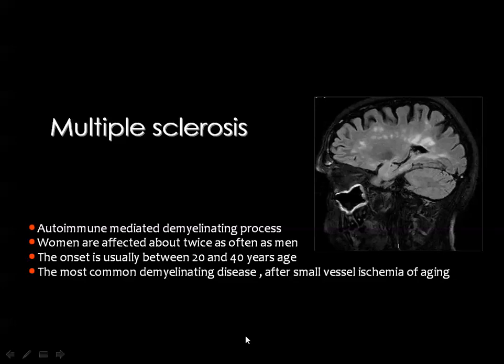You remember some of the clinical notes previously mentioned about multiple sclerosis, and I have said that this disease in particular will be explained in details later on, and this is, as you all know, an autoimmune demyelinating process affecting women more than men, and the onset of this disease is usually between the age of 20 and 40 years.